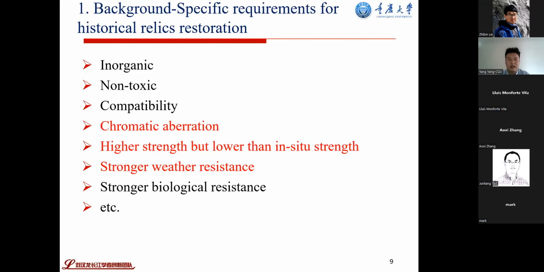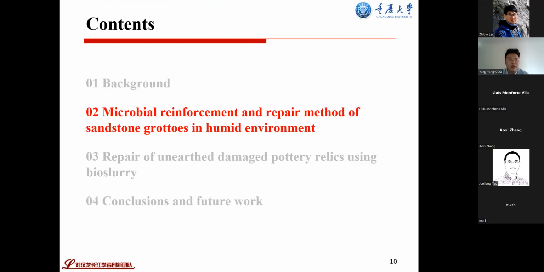The sixth one is stronger weather resistance, because they are usually in nature. We need to resist the weather, like rain or sandstorms. The last one is stronger biological resistance. Many rock carvings grow fungi. Some fungi can generate acid, which then destroys the rock carving. Okay, this is my first part.